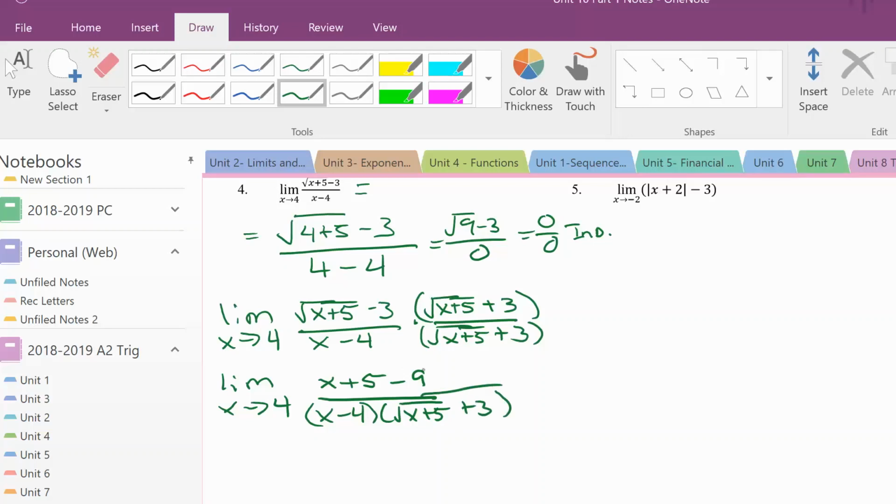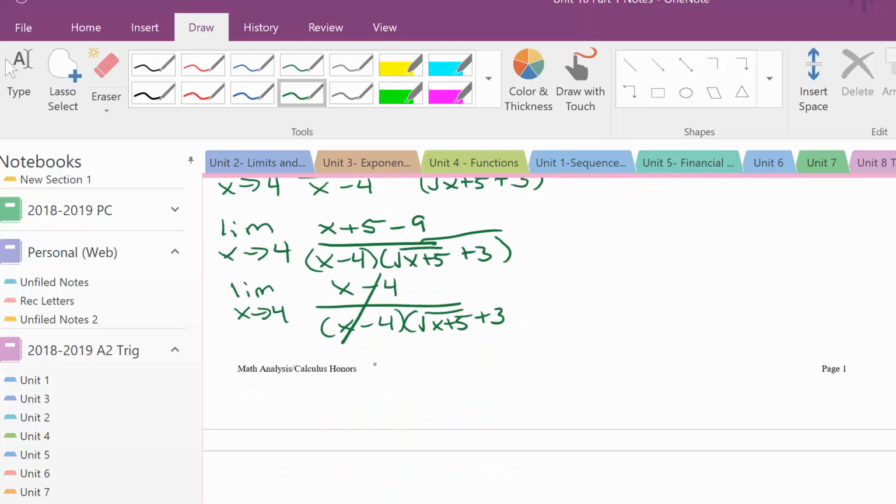Remember the denominator here, you're just going to leave because you'll be able to cancel eventually, because if you notice, this becomes the limit as x approaches 4 of x minus 4 over x minus 4 times rad x plus 5 plus 3. So notice the x minus 4's cancel out, and you're left with the limit as x approaches 4 of 1 over the square root of x plus 5 plus 3. And now you can find that limit by substituting in. So it's going to give you 1/6 as your limit.